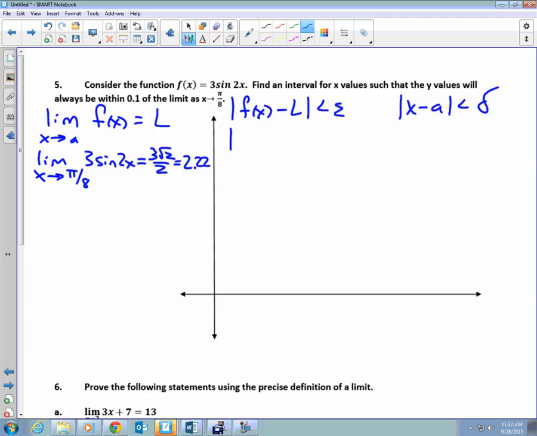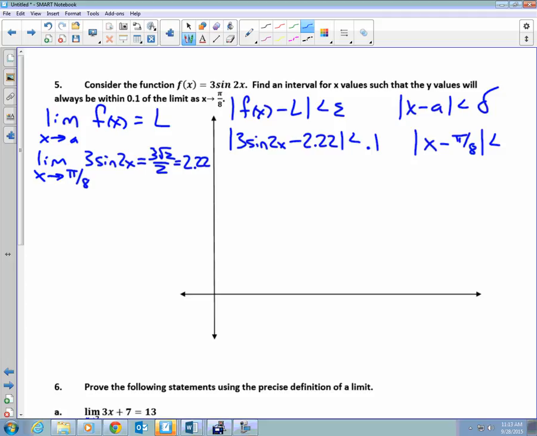Now, absolute value of f of x. What is f of x? 3 sine of 2x minus L. What's L? 2.22 is less than epsilon. What's epsilon in this problem? 0.1. Thank you. Whenever x minus what's a? 5 over 8 is less than, and we don't know delta. That's the whole idea. We're trying to figure out a suitable delta now for this case scenario.